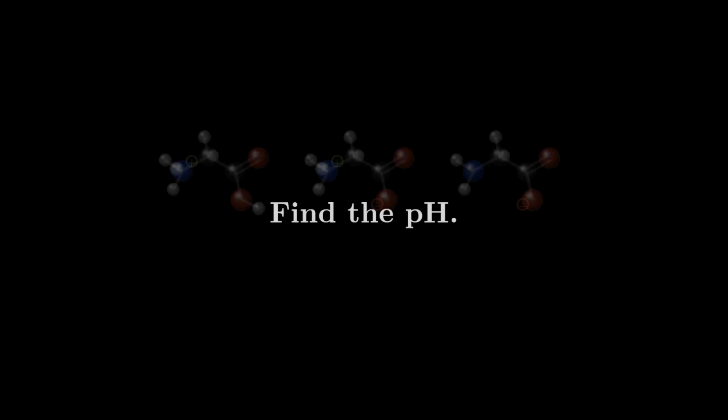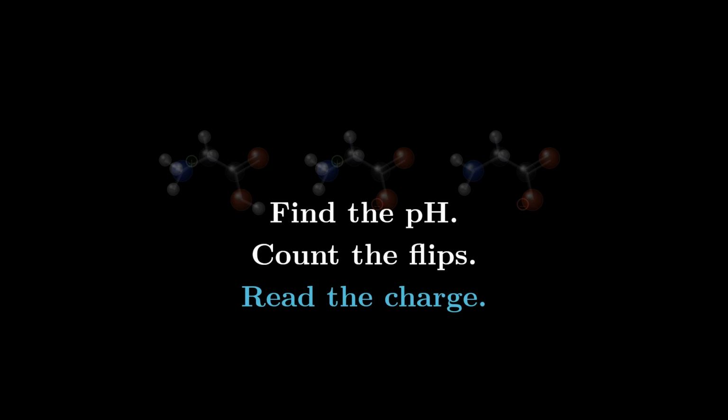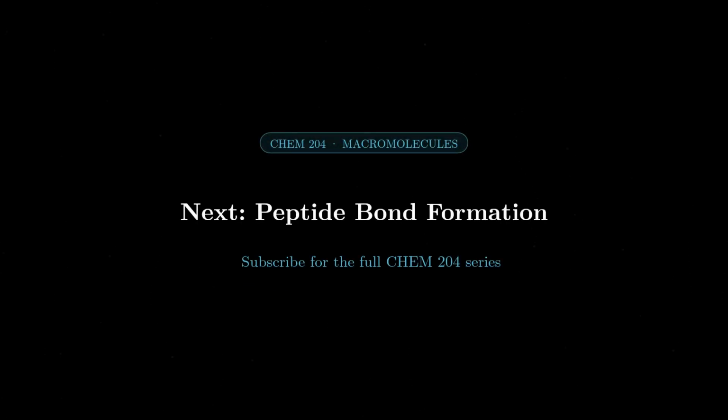So remember this: an amino acid's charge isn't a fact you memorize. It's a story you can read straight off the pKa values, one proton at a time. Find the pH, count the flips, and the molecule tells you exactly who it is.